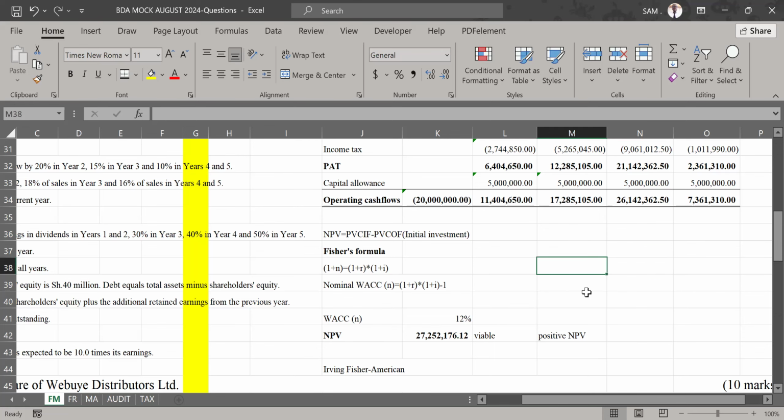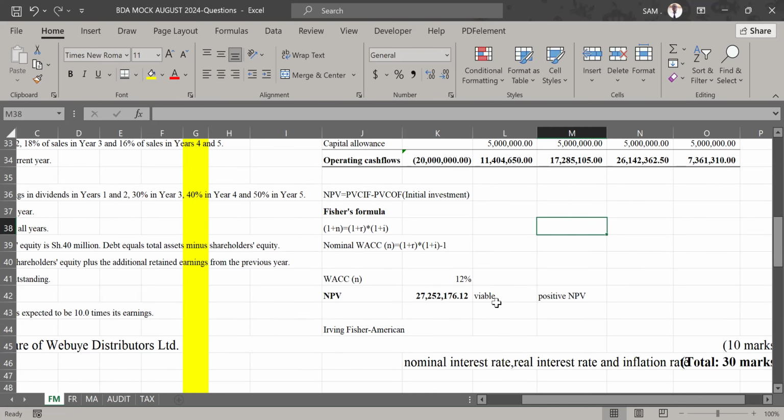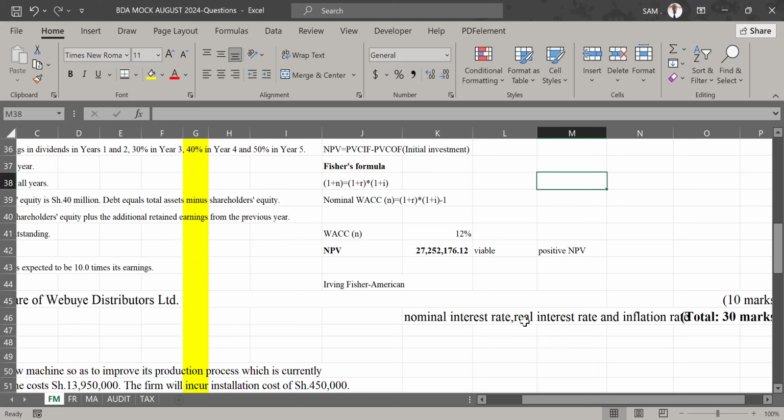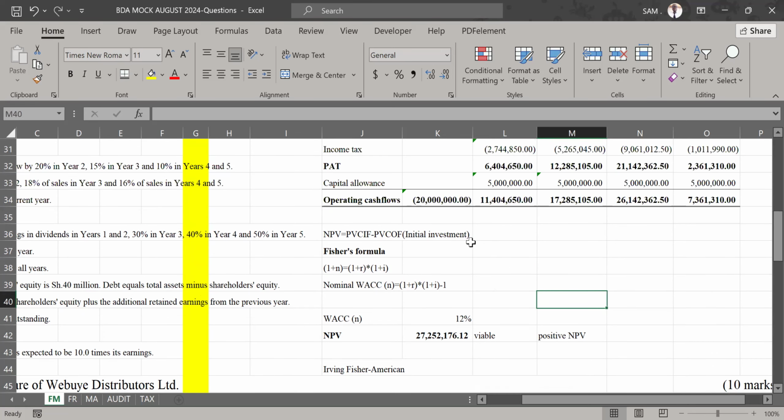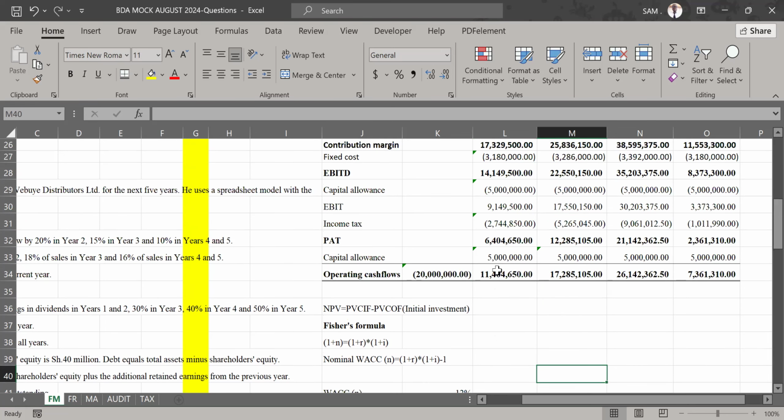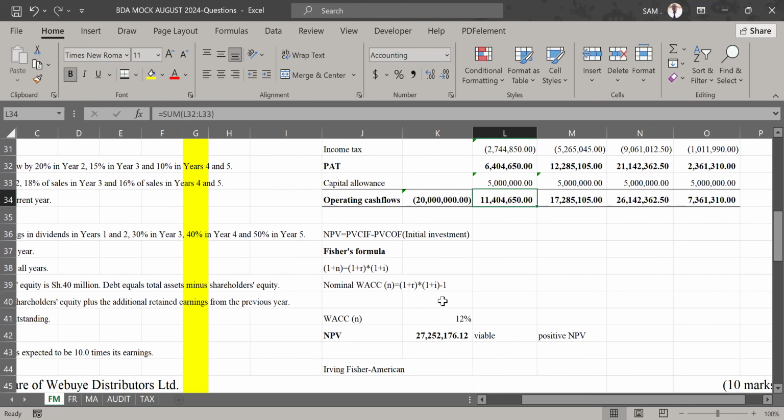Yes. So I'm getting 24 million. I don't know what is the problem. Yes, Eric, you're saying something? I'm getting 24 million at NPV. Do you have the same nominal cost of capital, the cost of working capital? Yes, 12%. Then are all your net cash flows the same, from year one to year four? Yes.